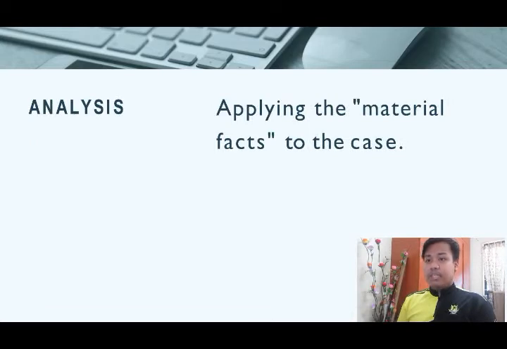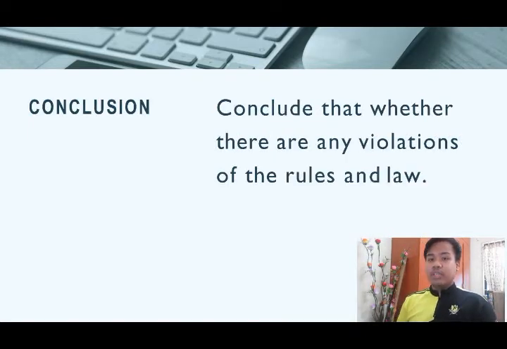The fourth one is analysis. We apply those collected material facts to the case. And the last one is conclusion. We conclude whether there is any violation of the rules and law.